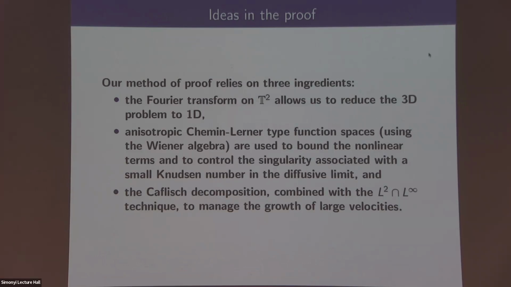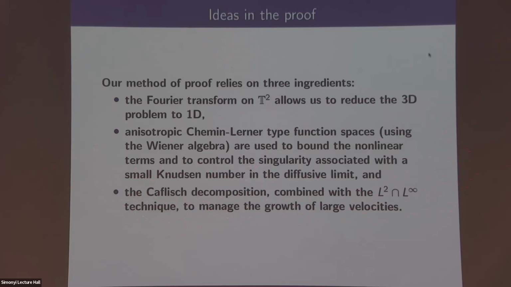We use the Fourier transform on T2, and that allows us to reduce the 3D problem to 1D. And we use these anisotropic Chemin-Lerner type spaces and the Wiener algebra, and they allow us to bound the nonlinear terms and to control the singularity associated with small Knudsen number and the diffusive limit. And we use the Caflisch decomposition that I told you about earlier, combined with the L2-L-infinity technique. That helps us to manage the growth of large velocities.